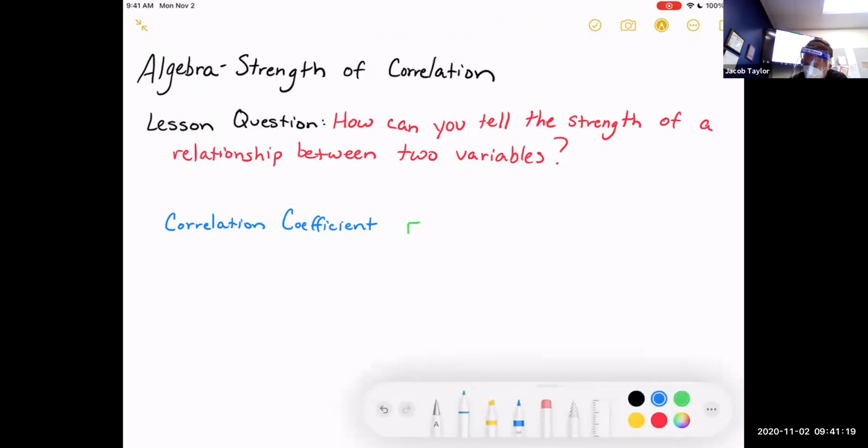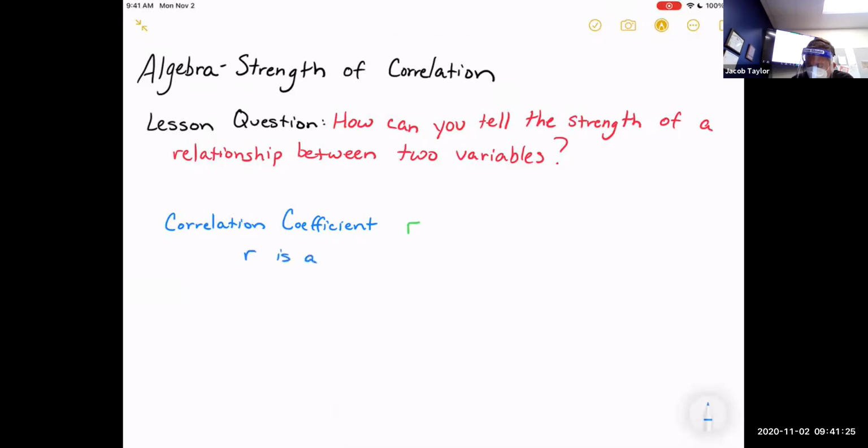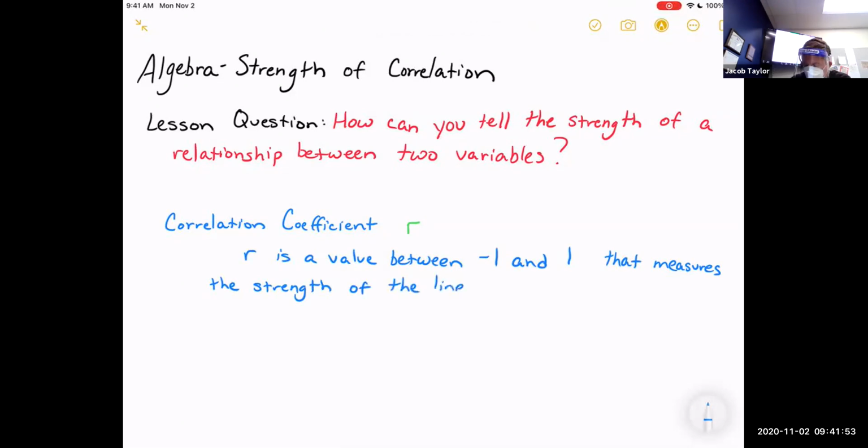So the correlation coefficient is between -1 and +1. So r is a value between -1 and +1 that measures the strength of the linear association between two variables.